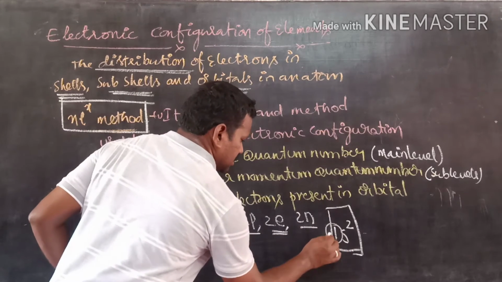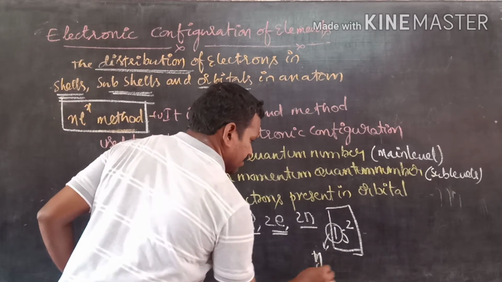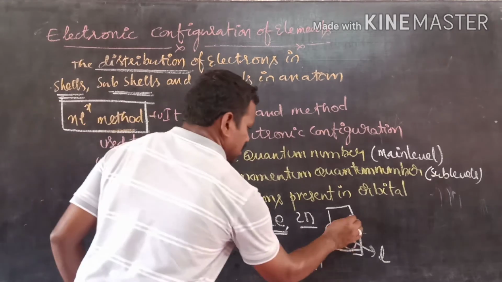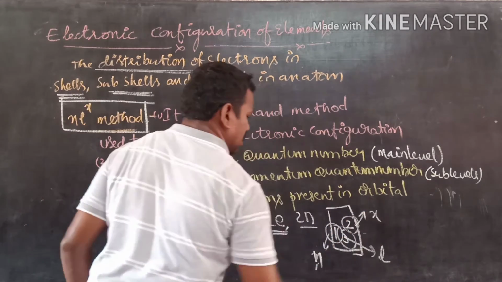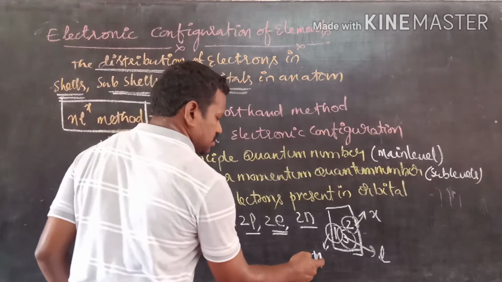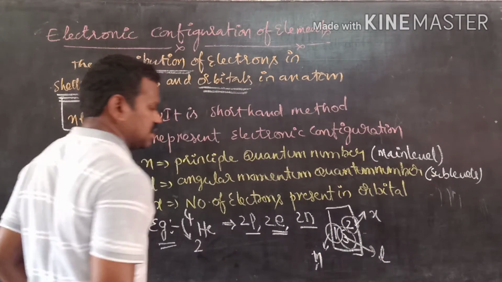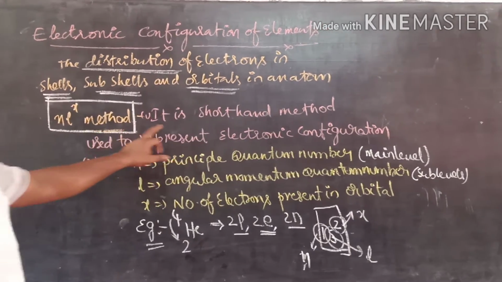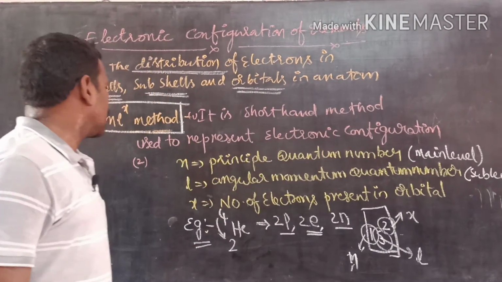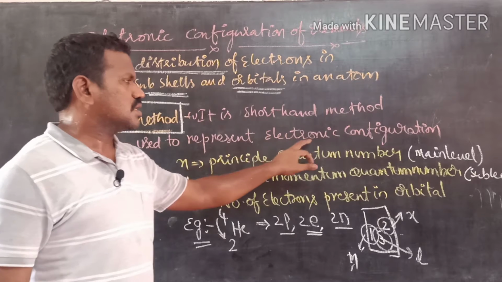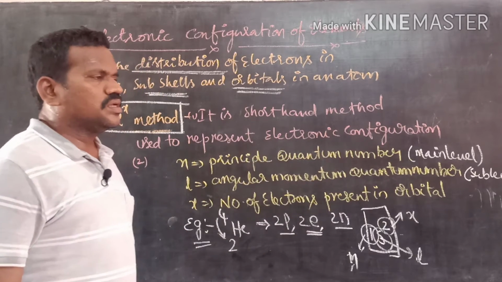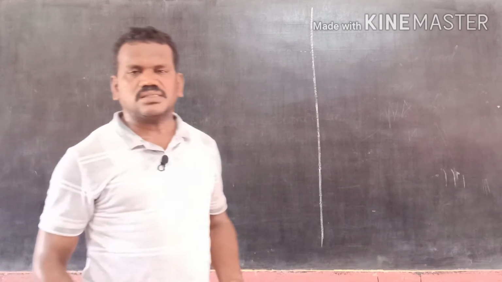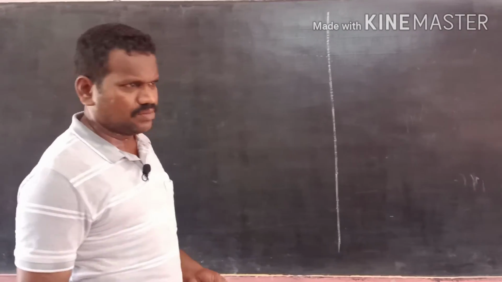Here the 1 indicates principal quantum number n, s indicates angular momentum quantum number L, and this 2 indicates the number of electrons. This method is the NLX method. That is the use of the NLX method. The NLX method is a shorthand method used to represent the electronic configuration of elements. Let us write the electronic configuration of some of the elements.